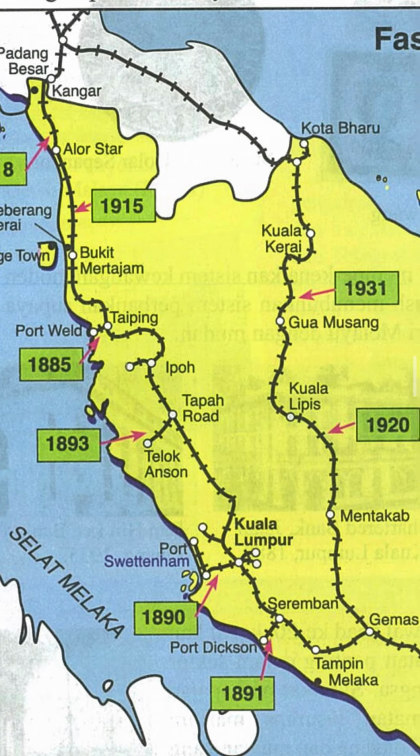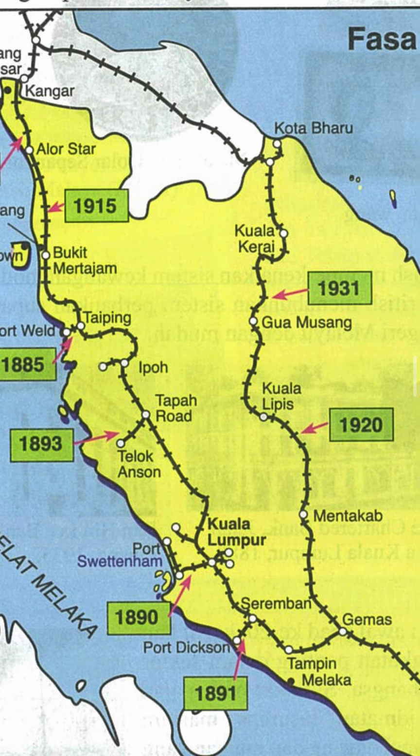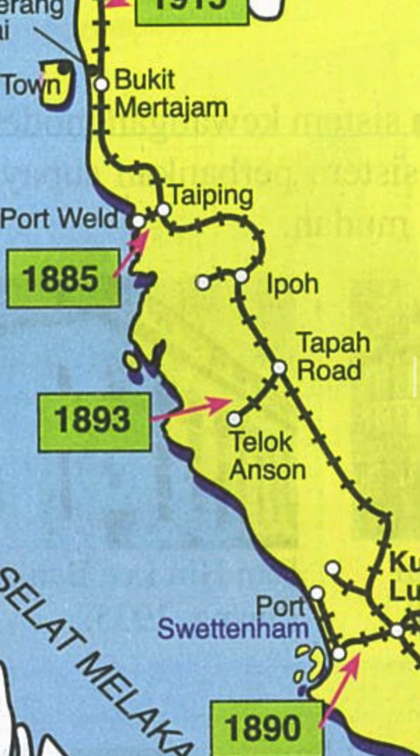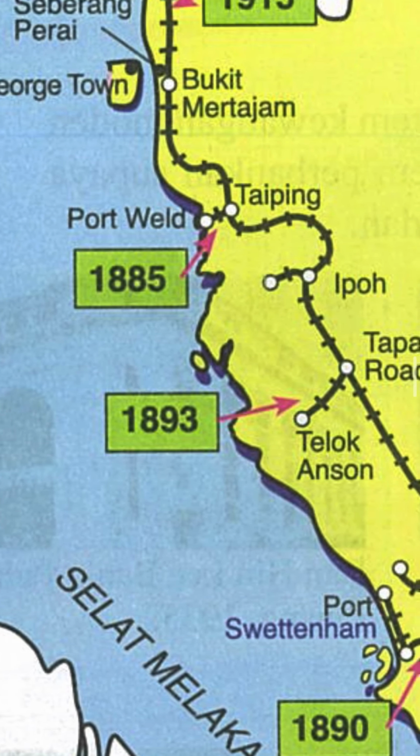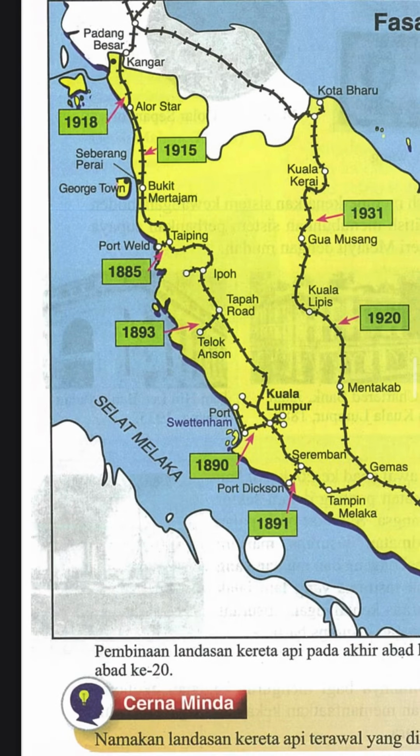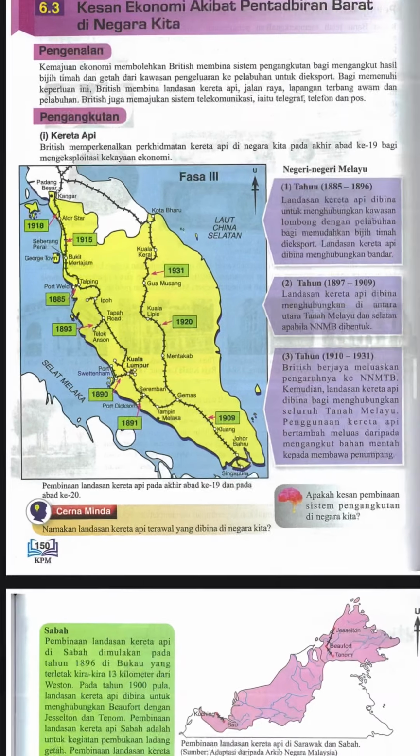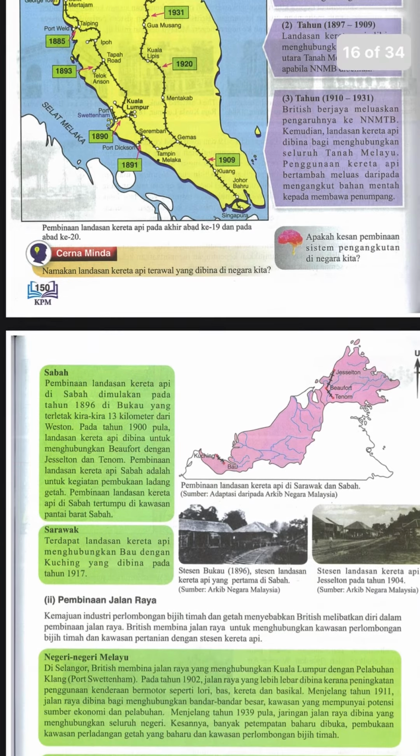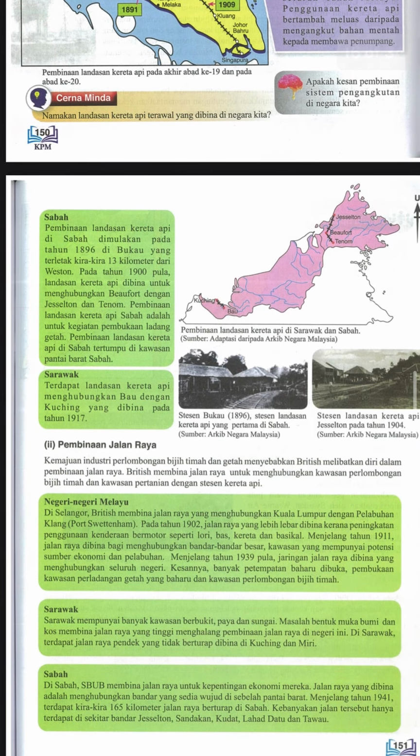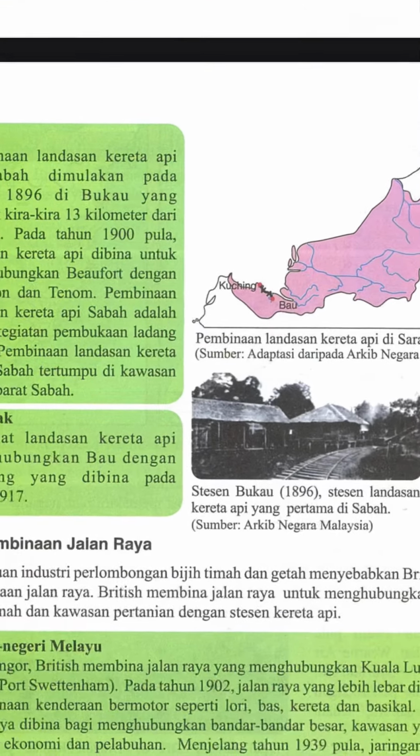Now, with the current KTM, after COVID-19, maybe you all should take a train ride. Kamu akan melalui bandar-bandar ni, Ipoh, Tapah Road dan sebagainya. Selepas tu, kita akan lihat bagaimanakah pembinaan landasan kereta api.